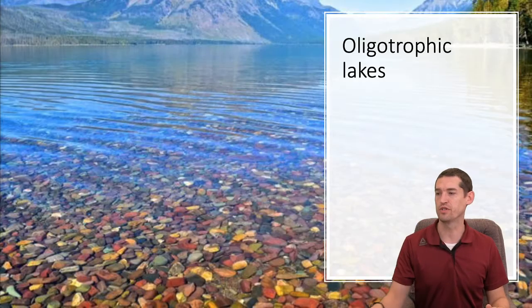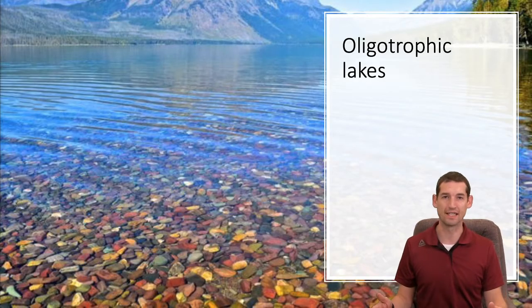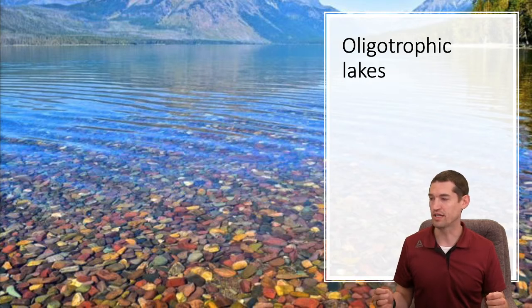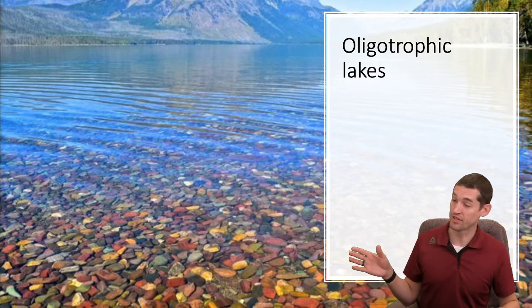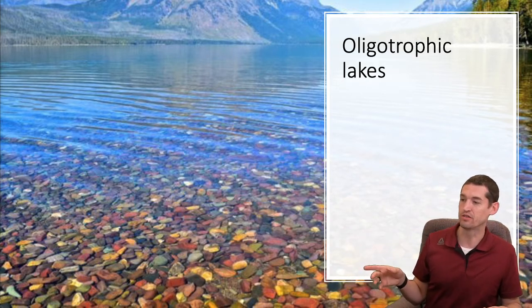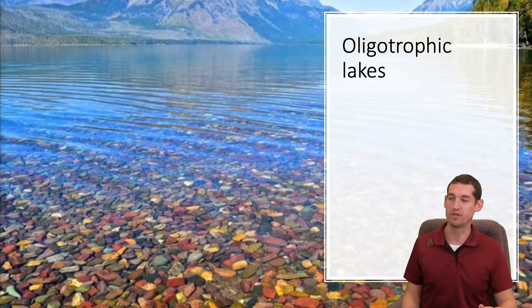So to start off with, you need to know these two terms. And the first one is what's called an oligotrophic lake. An oligotrophic lake is something like Waterton. Now this is not Waterton, this is Lake McDonald down in Glacier. Maybe some of you have been there.